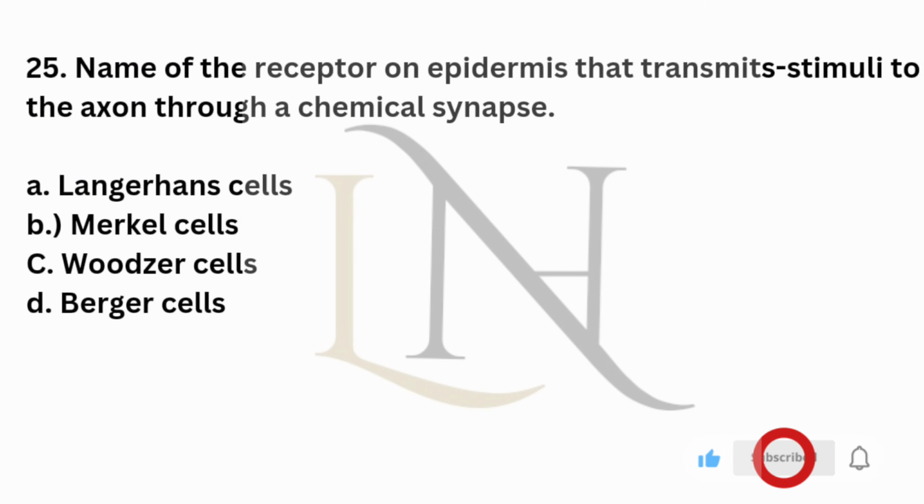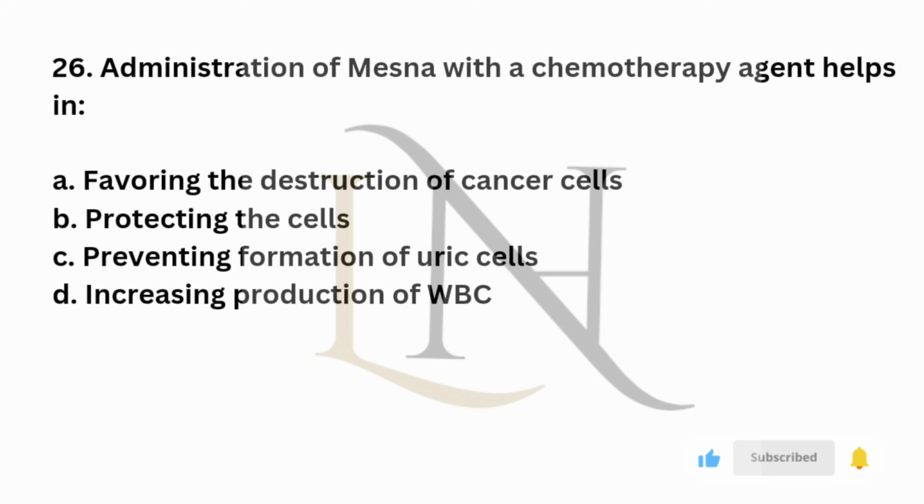Name of the receptor on epidermis that transmits stimuli to the axon through a chemical synapse. Option A, Langerhans cells. Option B, Merkel cells. Option C, Ruffini cells. Option D, Berger cells. Correct answer. Option B, Merkel cells. Next question.